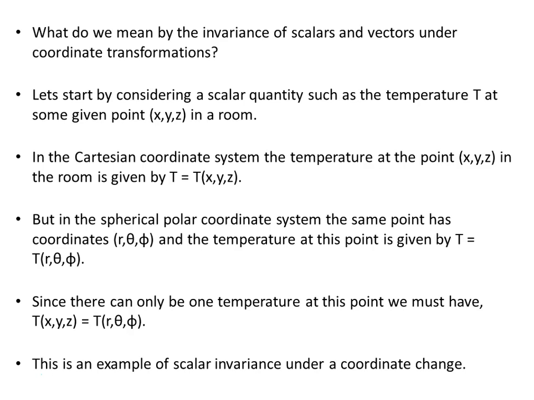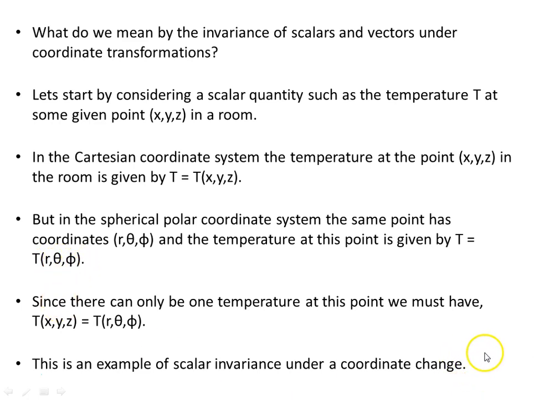What do we mean by the invariance of scalars and vectors under coordinate transformations? Well, let's start by considering a scalar quantity such as the temperature T at some given point x, y, z in a room. In the Cartesian coordinate system, the temperature of the point is given by T as a function of its position coordinates, x, y, z. But in the spherical polar coordinate system, the same point has coordinates r, theta, phi, and the temperature at this point is given by T equals T as a function of r, theta, and phi.